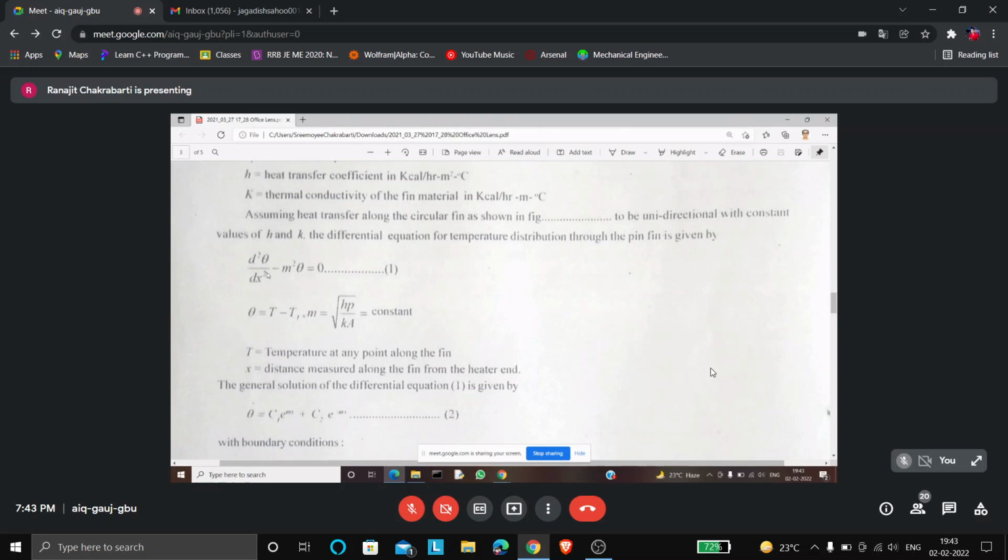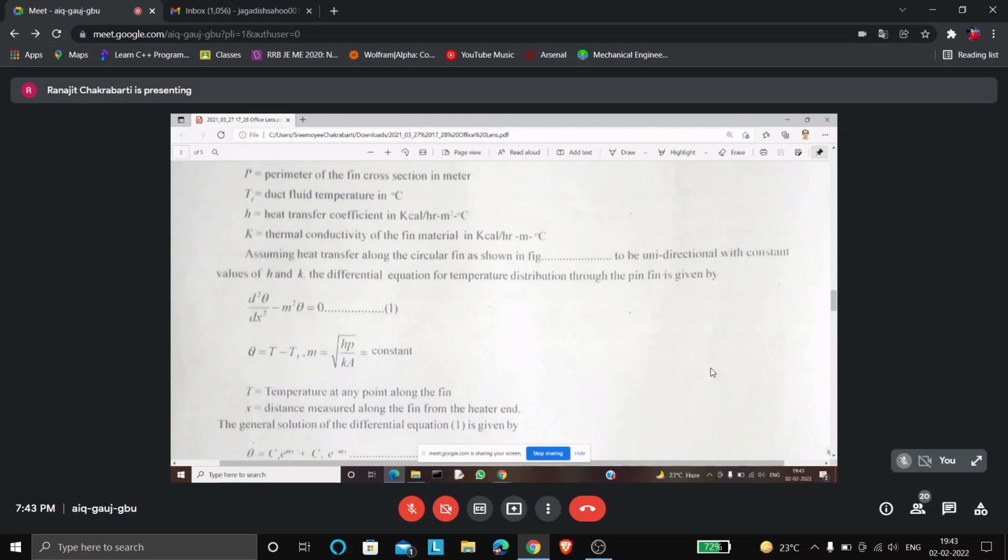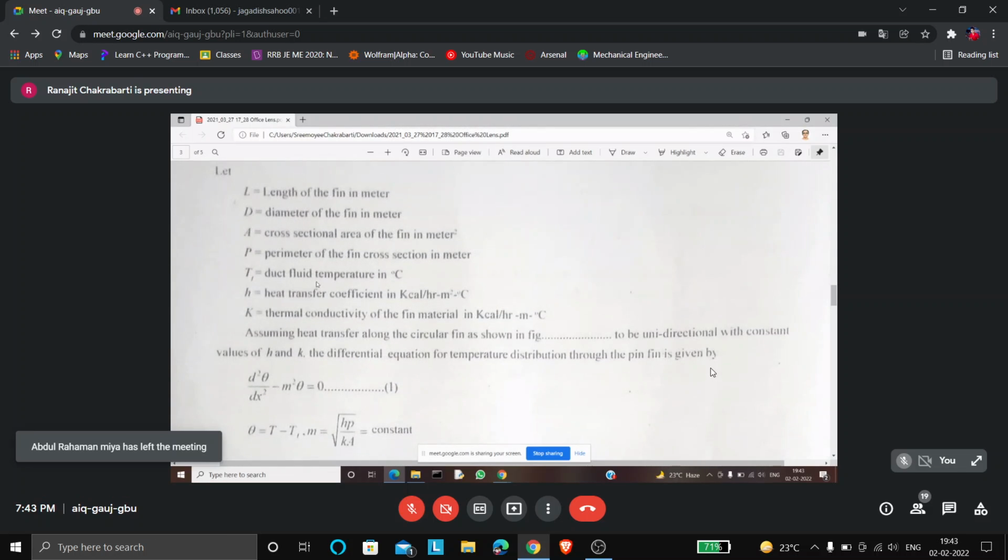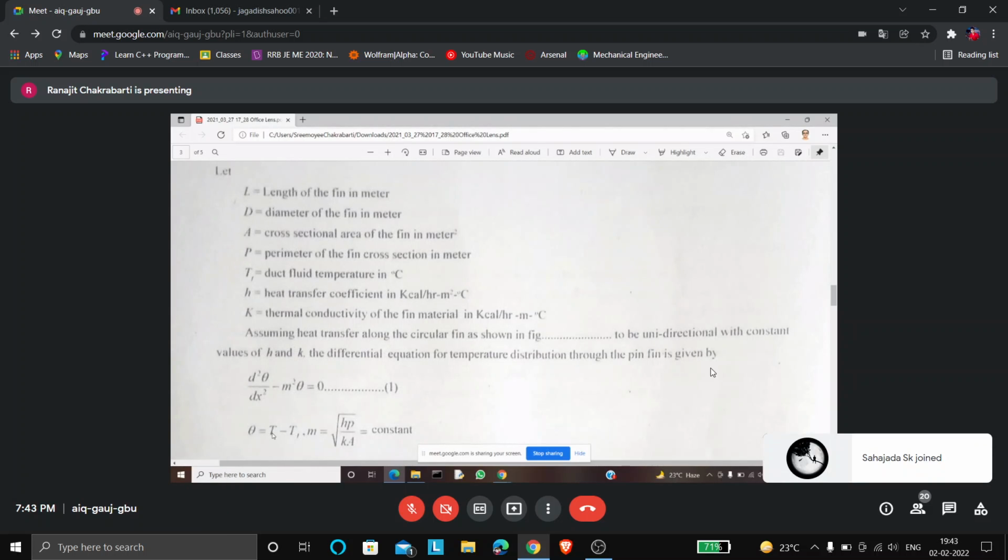Now this equation is basically, theta is the difference in temperature at any point on the fin minus the fluid temperature, Tf. Tf is the fluid temperature, and T is the temperature at any point, at any value of x on the fin. X is 0 where the temperature is T1. So as x increases, T decreases, and T minus Tf gradually decreases. That is called theta. And d2 theta dx2 minus m squared theta equals 0, where m is a constant.